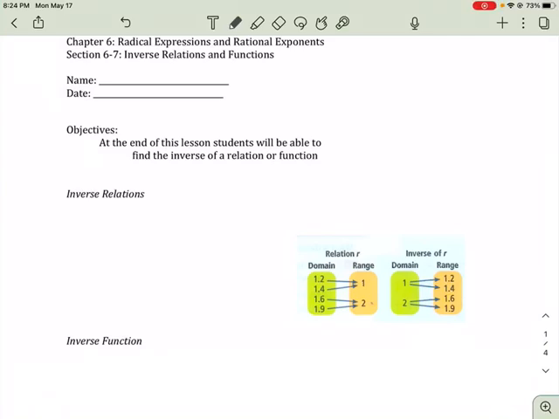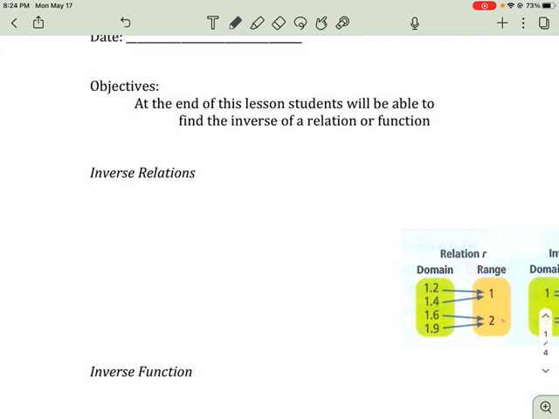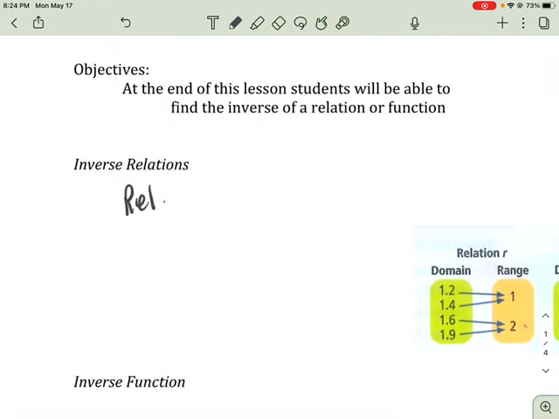Hi everyone. So today we're going to work on what is called inverse relations and functions. By the end of today, we're going to be able to find an inverse of a relation or a function. So let's first talk about inverse relations. Remember, a relation is a set of ordered pairs.